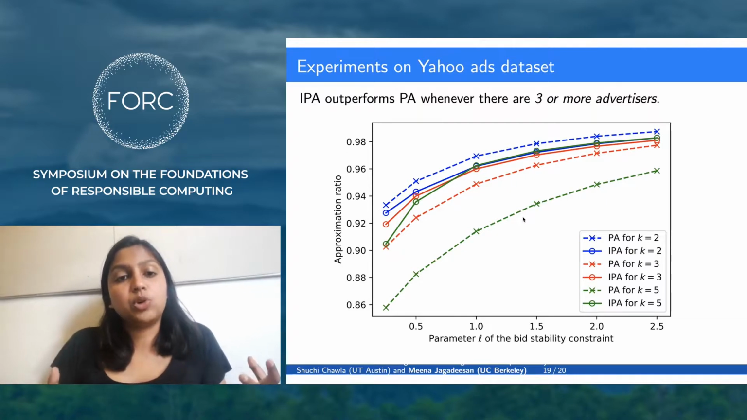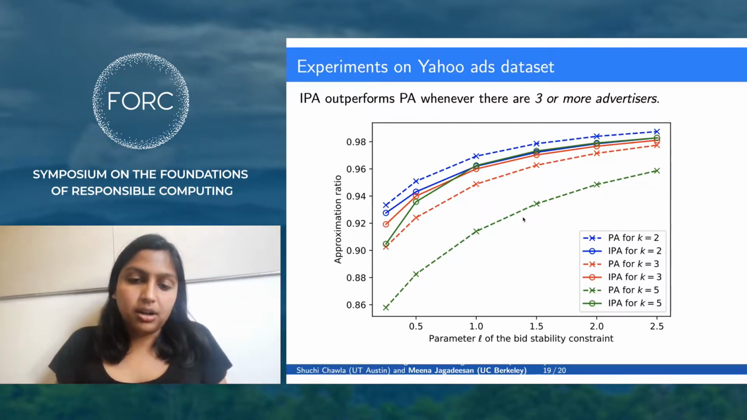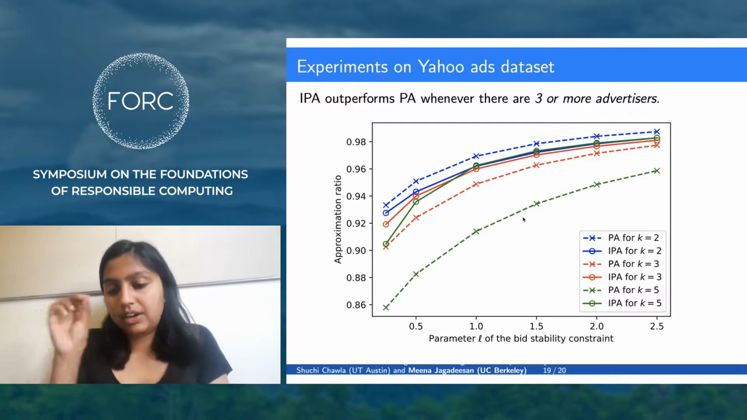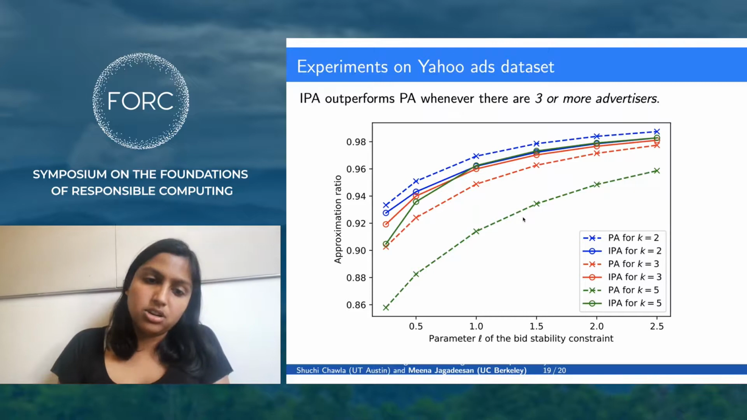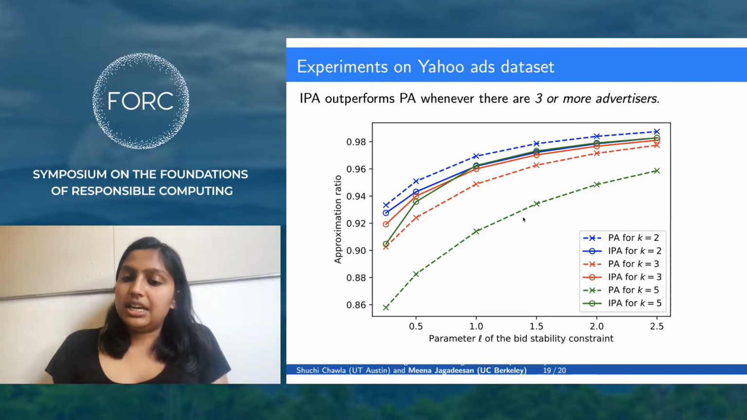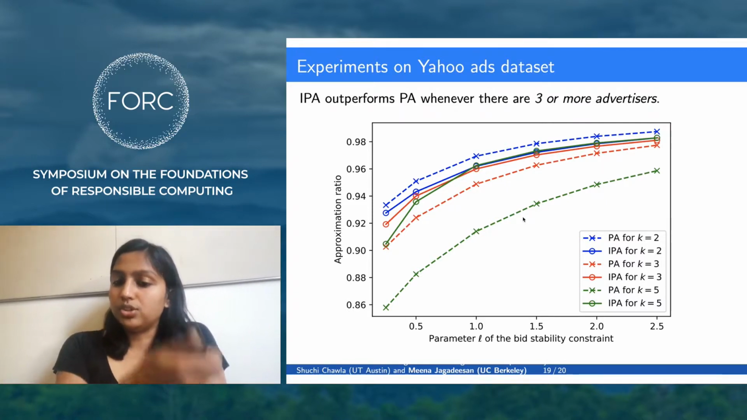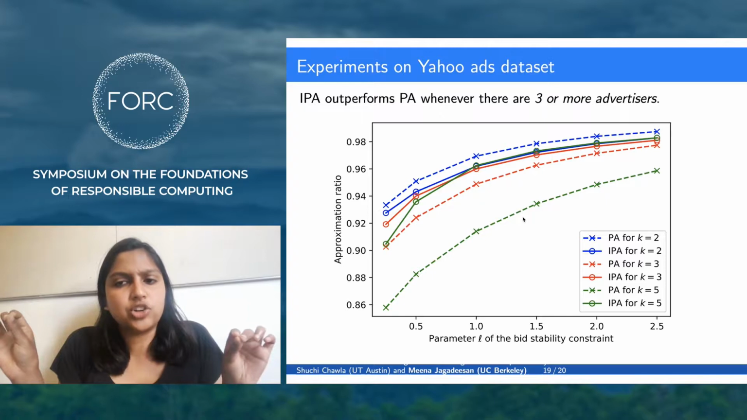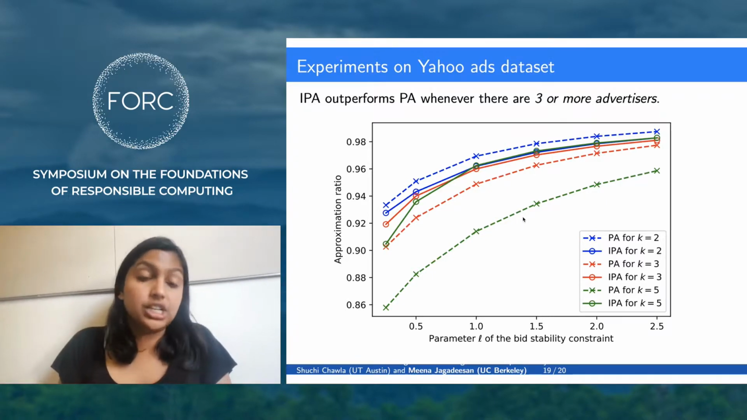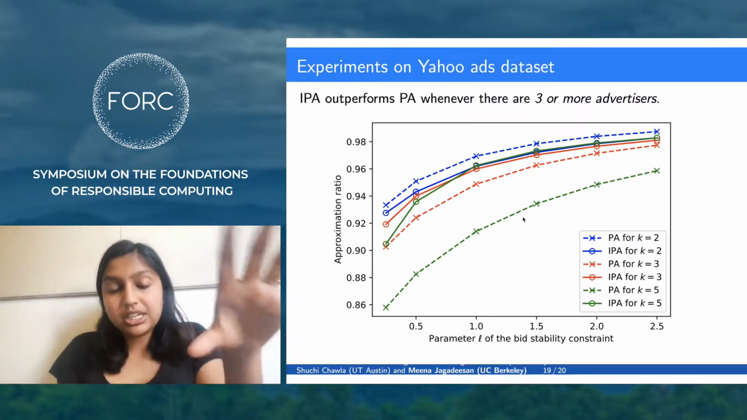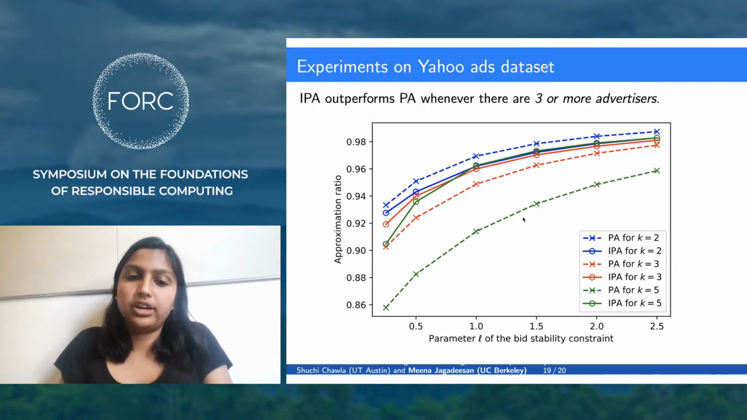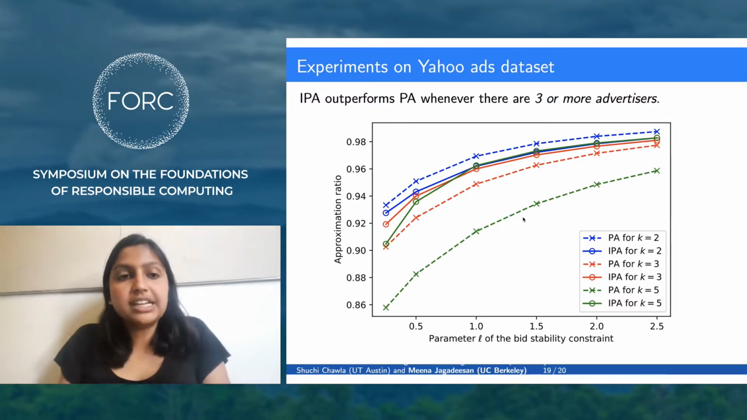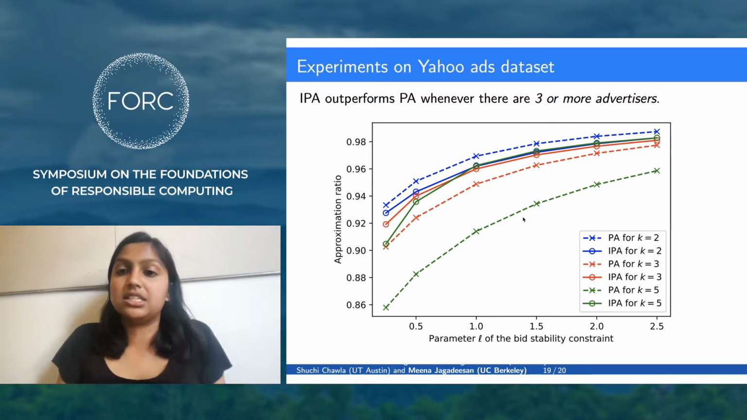This aligns with our theoretical findings. Secondly, we compare inverse proportional allocation to proportional allocation. Here we plot the parameter L of the value stability constraint against the approximation ratio, for slices of the data set consisting of users who receive 2 bids, 3 bids, and 5 bids. For 2 bids, proportional allocation slightly beats inverse proportional allocation, but for 3 or more bids, inverse proportional allocation consistently outperforms proportional allocation. In particular, this distance gets larger as k increases. So there's already a substantial difference for 5 advertisers. And this aligns with our findings that inverse proportional allocation much better handles the presence of more advertisers with respect to social welfare.